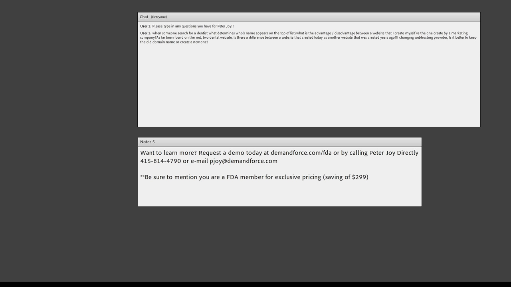Next question: as far as being found on the net, for two dental websites, is there a difference between a website that was created today versus another website that was created years ago? Usually, yes. You can definitely tell a website that was created years ago compared to the ones that are more recent. The ones that are more recent are usually a little bit flashier, cleaner, crisper. They have more options, more widgets, and things like that to check out different areas. So you can definitely tell there's just more technology involved in it.